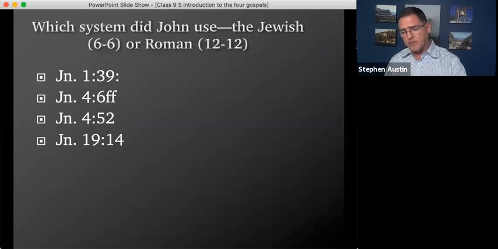And it also might be a time when this lady, who was kind of an outcast in the town, could come alone and get water when the other women weren't there. So this one could be Jewish or Roman, but maybe more likely Roman.